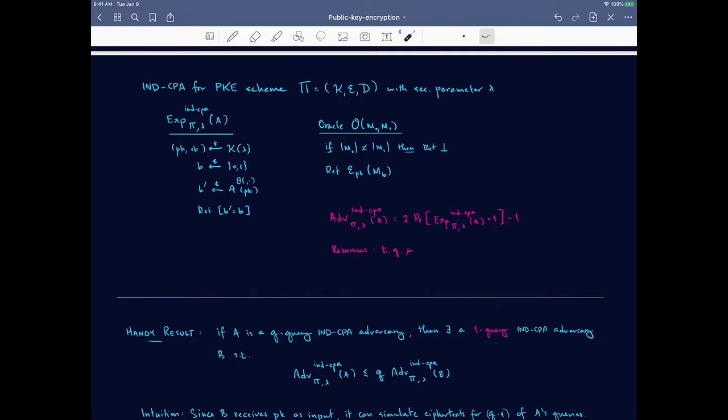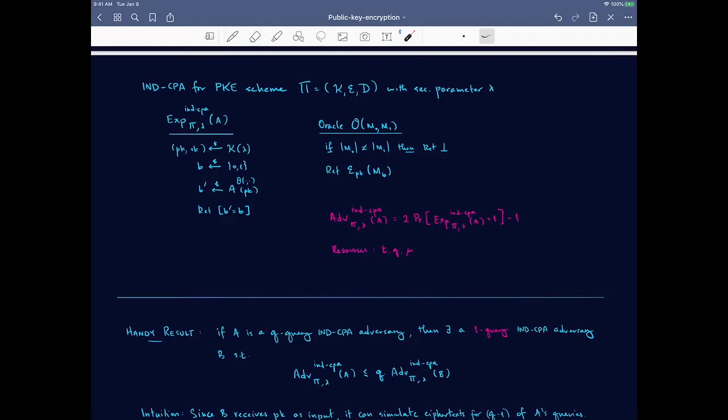The oracle takes two inputs, M0 and M1. And as in the symmetric setting, if M0 and M1, when thought of as bit strings, are different lengths, then we return bottom. Again, public key encryption, just like symmetric encryption, is not going to be required to hide the length of the underlying message. And what we return on this oracle is the encryption under the public key of message M sub b. The adversary's job is to try to guess what is the value of the challenge bit. In other words, as before, whether or not the left message or the right message is the one that's being encrypted.